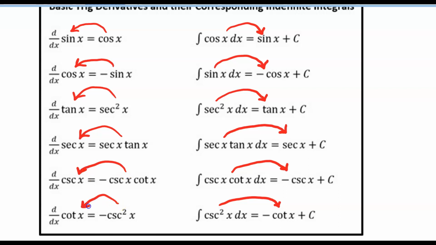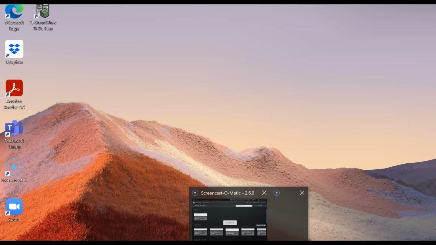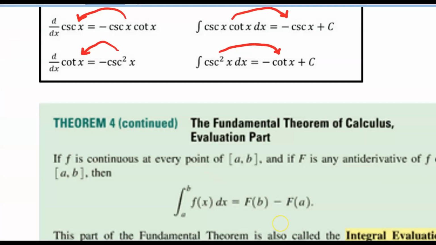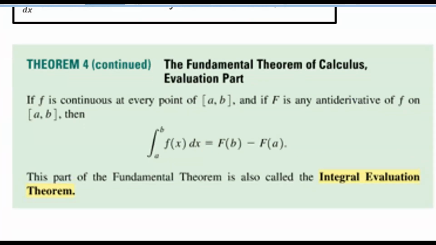Now we're going to take this and apply it to a really important theorem, and that is the fundamental theorem of calculus. Let me pull that back up. Give me one second. It says if f is continuous at every point in a closed interval from a to b, and most importantly, that capital F is any antiderivative of lowercase f, which is the function, on that same interval.